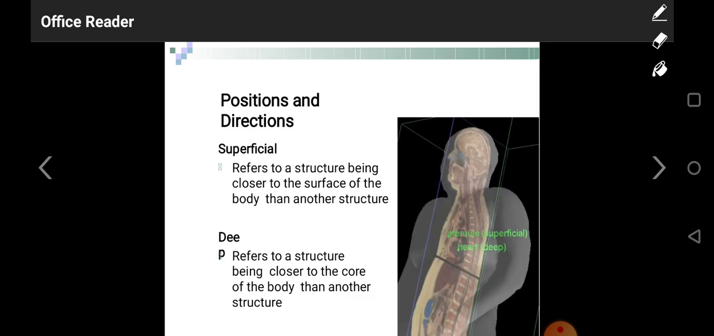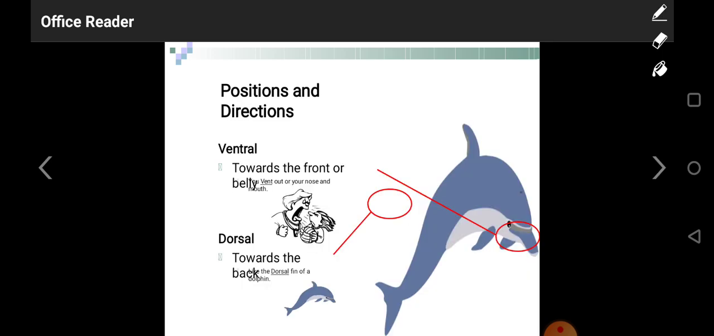Superficial refers to a structure being closer to the surface of the body than another structure, meaning close to the skin. Deep refers to a structure being closer to the core of the body than another structure. Ventral means towards the front or the belly. Then dorsal, towards the back.